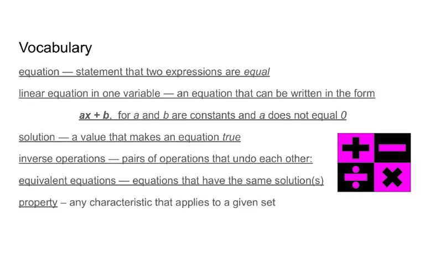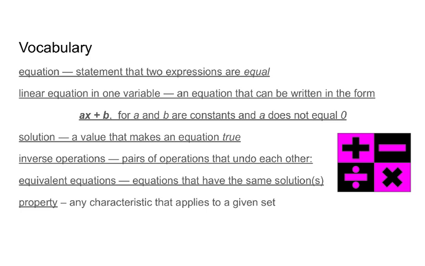The vocabulary for this lesson: an equation is a statement that two expressions are equal. A linear equation in one variable is an equation that could be written in the form ax plus b, for a and b constants, so numbers, and a is different than 0. A solution is a value that makes an equation true.